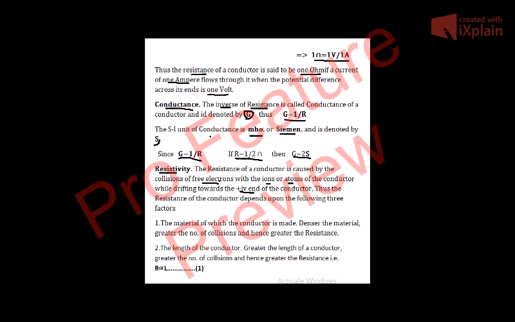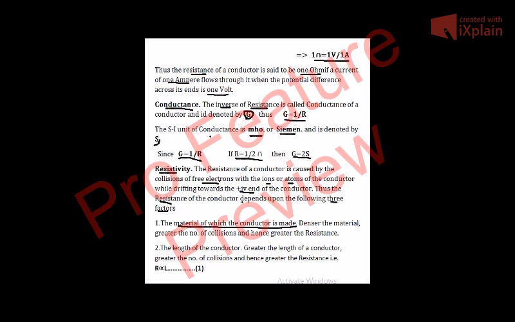Thus, the resistance of the conductor depends upon the following three factors. Number one, it depends upon the material of which the conductor is made. The denser the material, the greater the number of collisions and hence the greater the resistance. For example, we know that copper is denser than aluminum. So, if a current flows through copper, more collisions will take place because it has more atoms than the aluminum. So it also depends upon the material of the conductor.